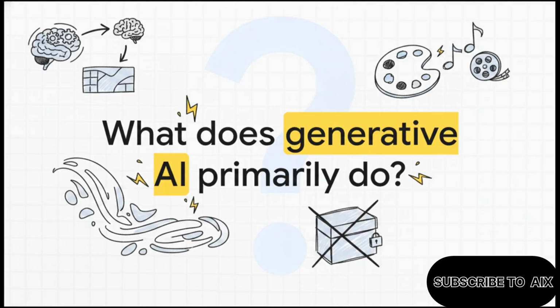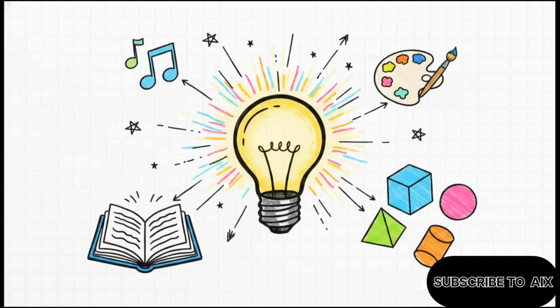Okay, let's pause for a quick quiz based on everything we've covered today. What does generative AI primarily do? Is it A, analyze data, B, generate new content, or C, store data? Take a second, think about it, and lock in your answer. All right, if you went with B, you hit the nail right on the head. The primary function is absolutely to generate new content.